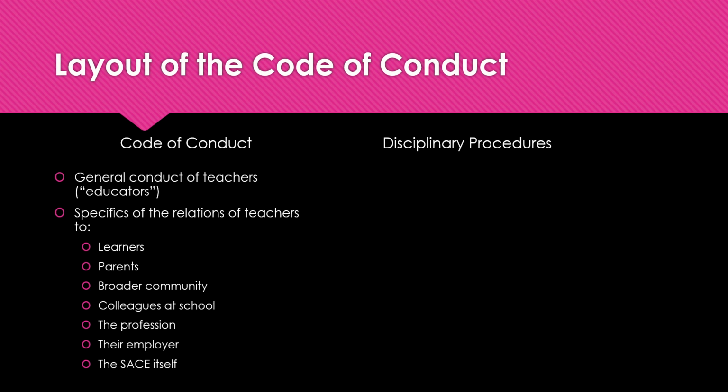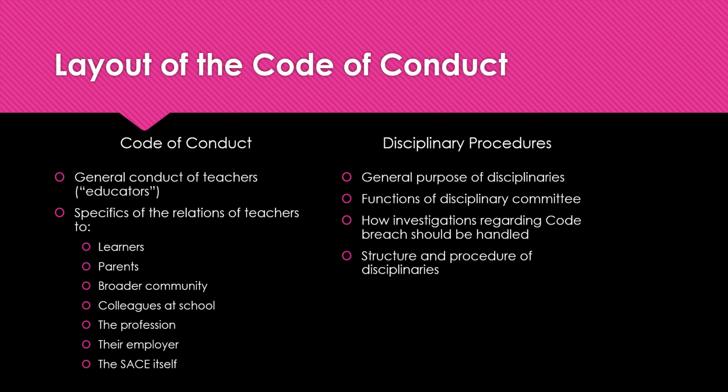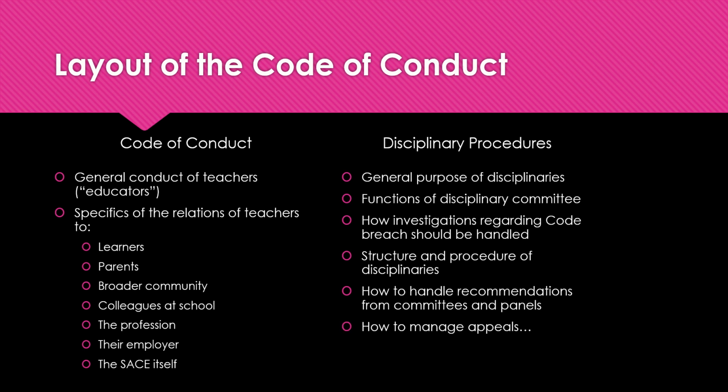The second part lays out in detail the processes to be followed in the situation that a teacher is accused of violating this code of conduct, and includes 10 areas which overall can be described as the general purpose of disciplinaries, the functions of a disciplinary committee, how investigations into breaches should be handled, the structure and procedures of disciplinary hearings and committees, how recommendations from committees and panels should be handled, and how to manage appeals.